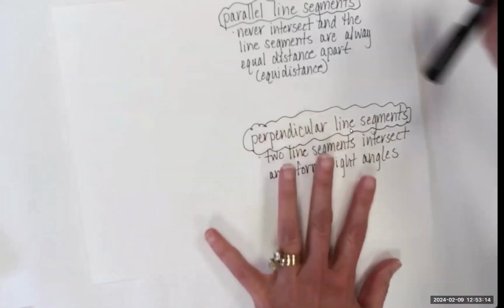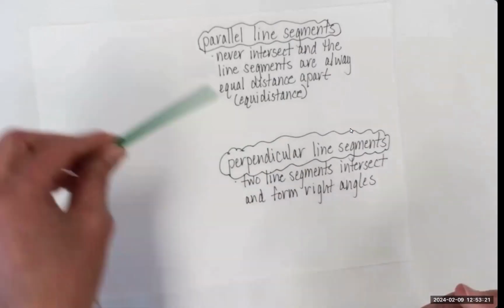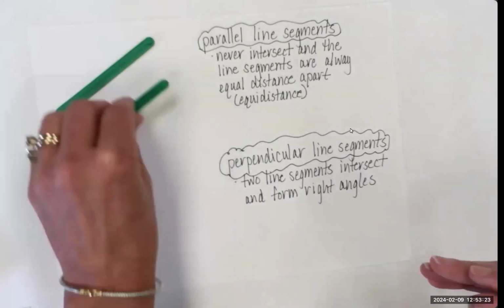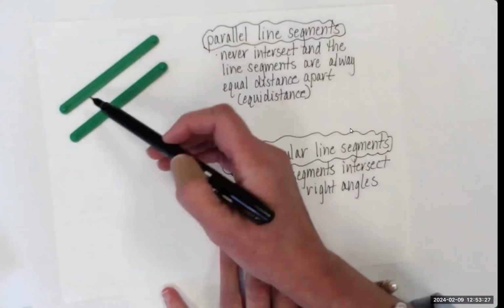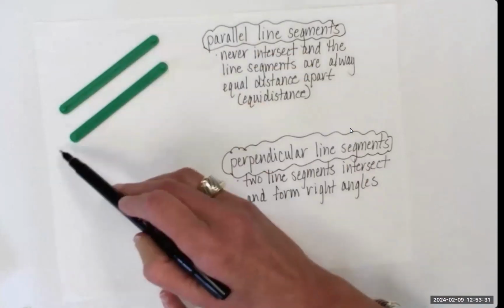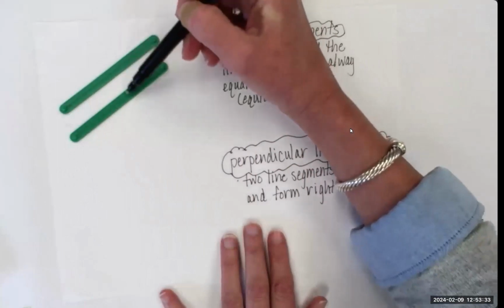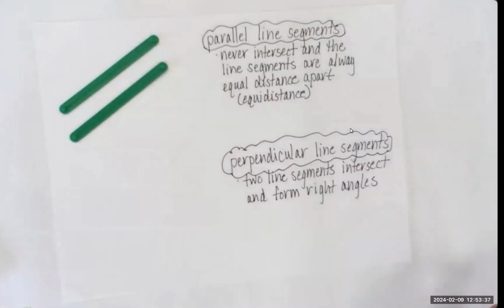So let's talk about the parallel line segments. Parallel line segments never intersect, and the line segments are always equal distance apart. I'm going to use my Anglegs here to model that, and you can see these line segments will not cross as they continue on the plane that they're in, and they remain in equal distance apart.